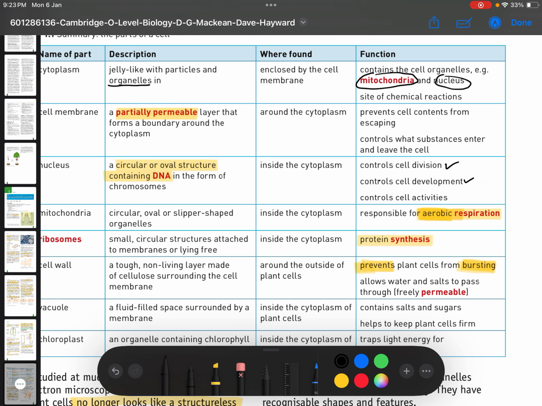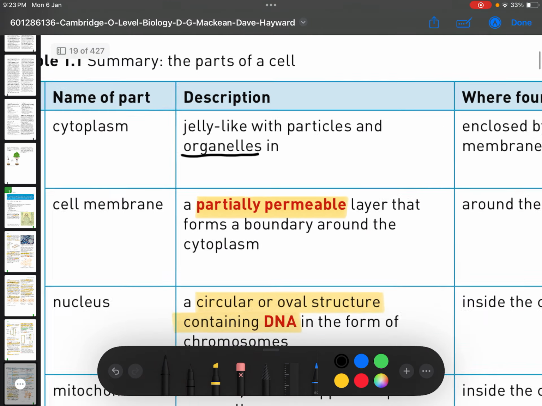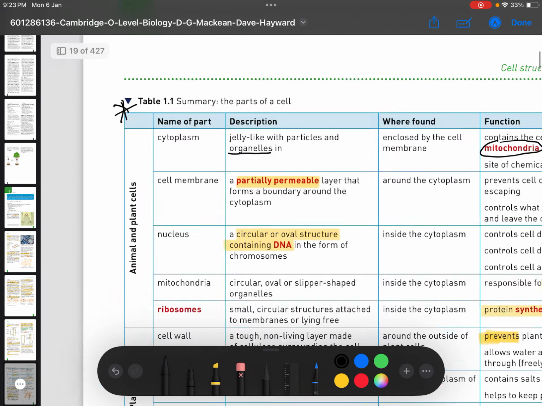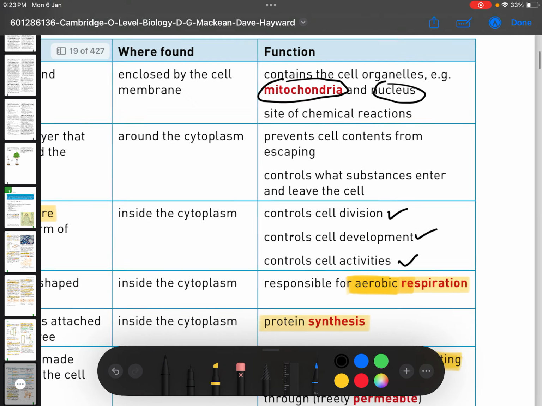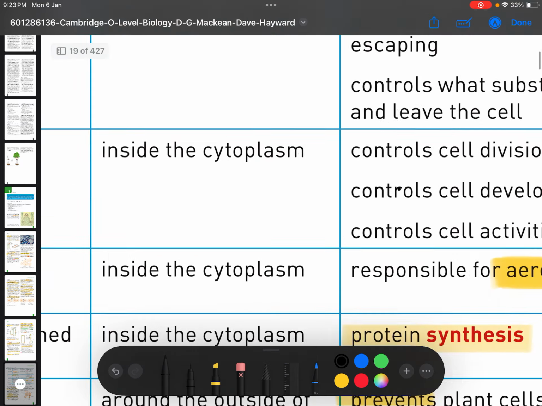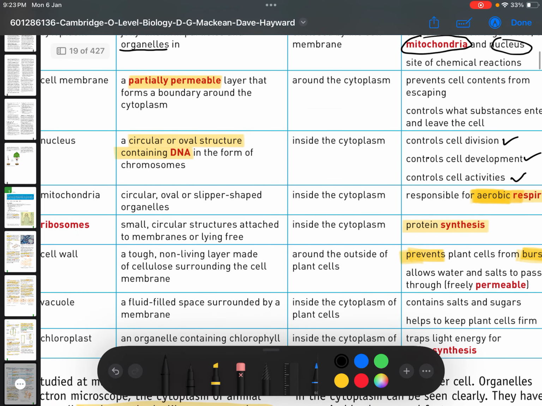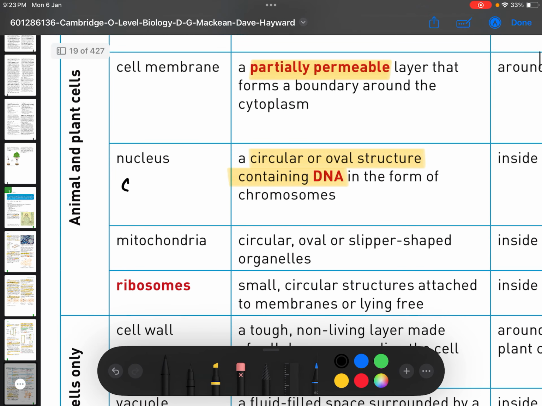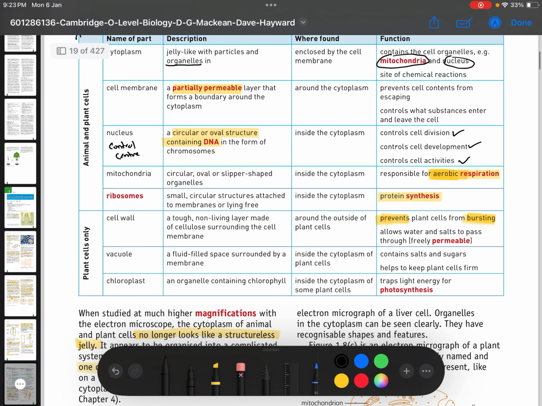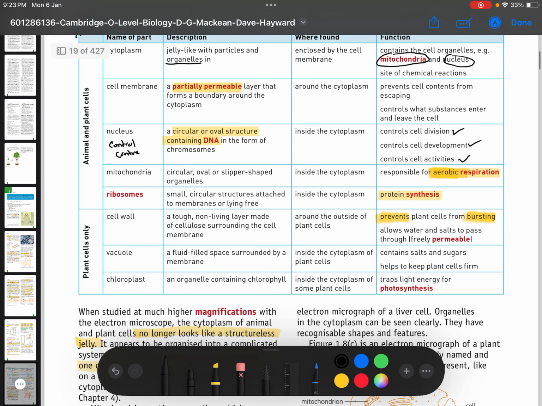We already did that. Cell development, what the cell will become in future, that's called cell development. And cell activities, whatever activities are taking place in the cytoplasm, the nucleus is basically a control center. We also know that mitochondria is the powerhouse of the cell, and there's a reason for that. I'm going to explain why. Secondly, we call the nucleus a control center because it's controlling all the types of activities taking place within the cell, right?